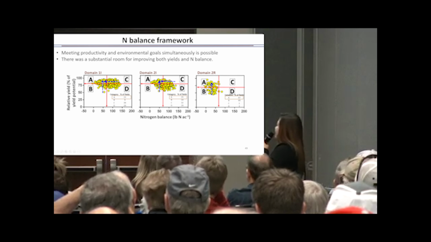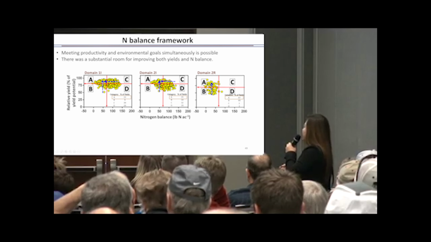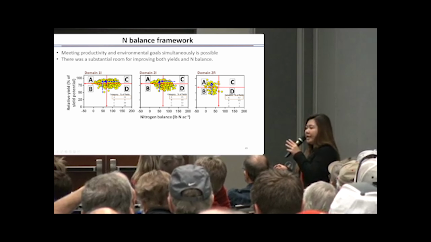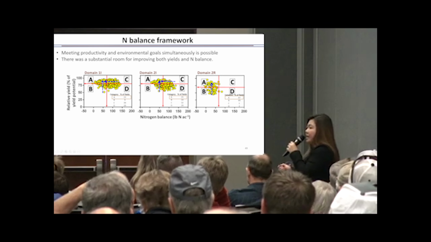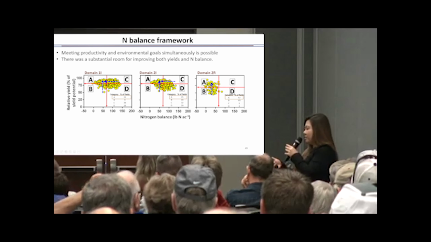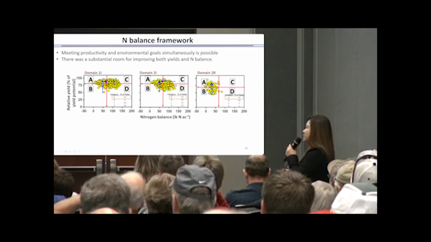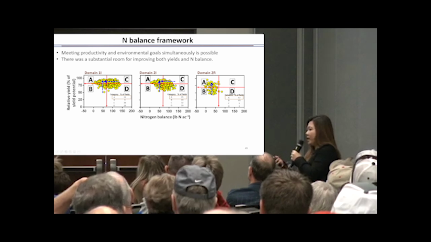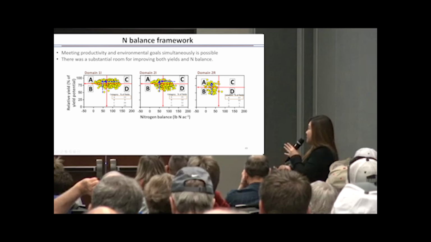There are around 60 to 70% of farmers that fall in categories C and D, which are the farmers that are attaining large nitrogen balance, especially for irrigated fields. So there is large room for them to improve or reduce their nitrogen balance. For example, those fields in category B could find management practices that help them increase their yield at the same amount of nitrogen balance.